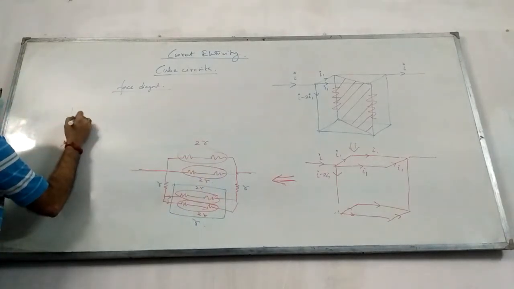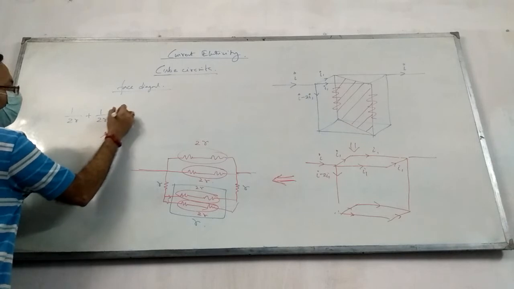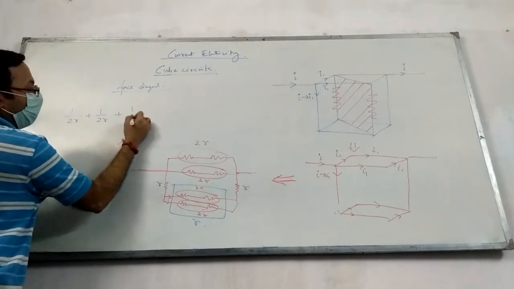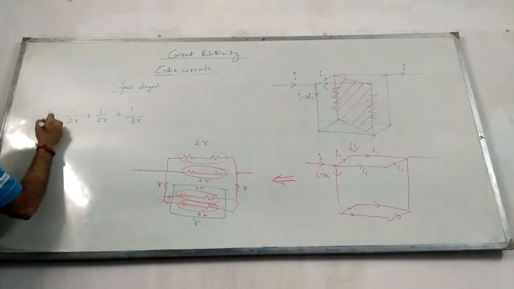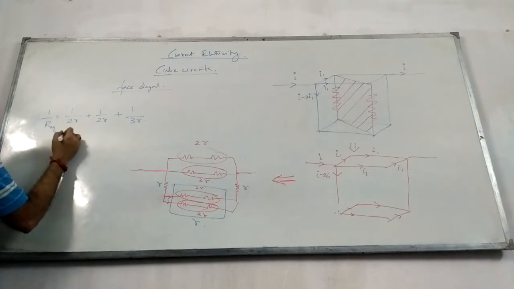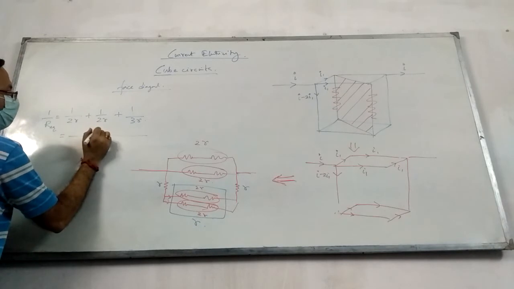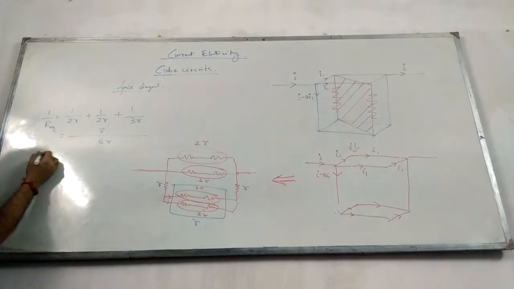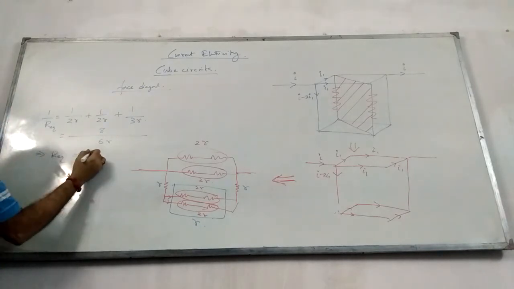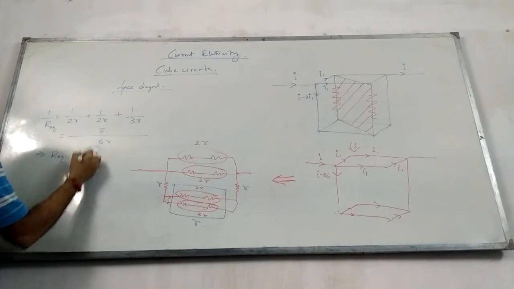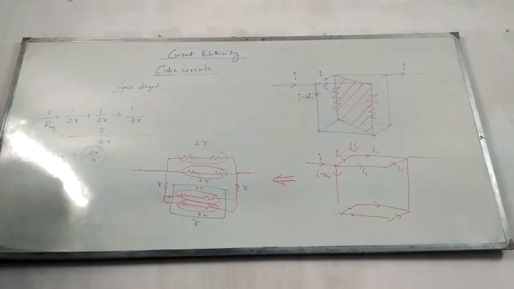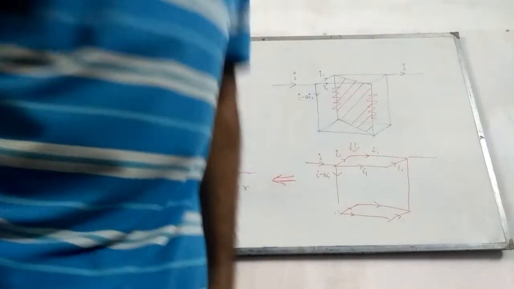তাহলে 1/2r plus 1/2r plus 1/3 তাহলে কত আসছে 6 plus 2 8. Clear? Is this clear to all of you? Quickly, quickly.